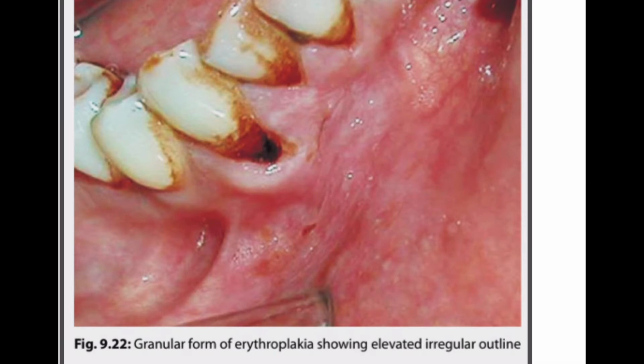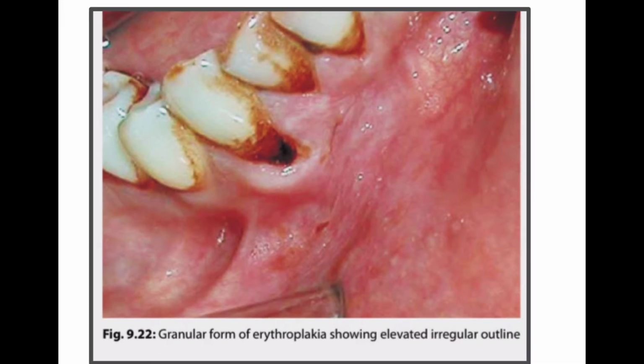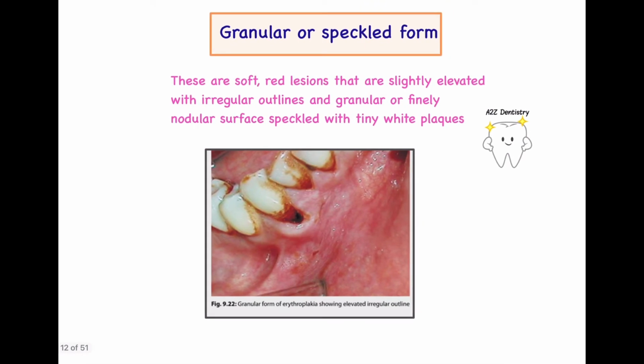This is the granular variant of erythroplakia. It has a definite irregular outline. There is no well demarcation between the normal mucosa and the erythroplakic lesion. So this is the granular form, and the lesion is also appearing slightly elevated. That is a very particular sign that this is the granular or speckled variant, because it appears slightly elevated. Also the borders are irregular. So the granular and speckled form has characteristic features, and it can easily be distinguished from the homogeneous form.